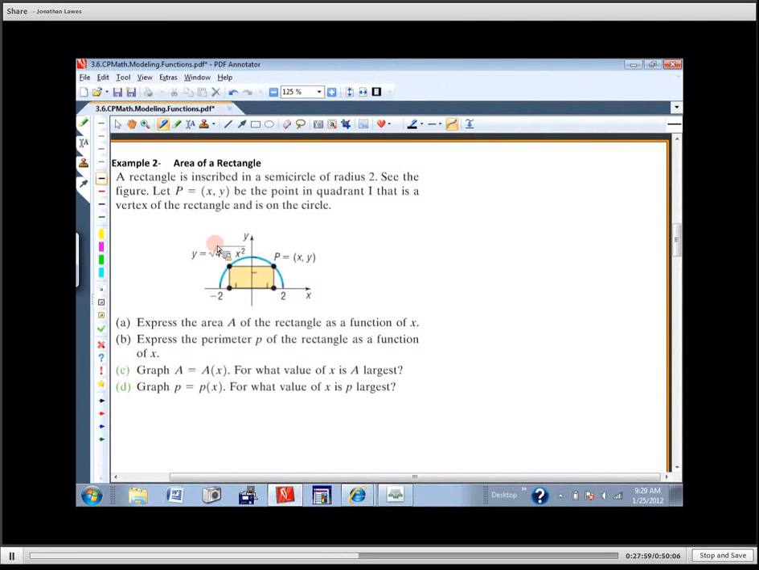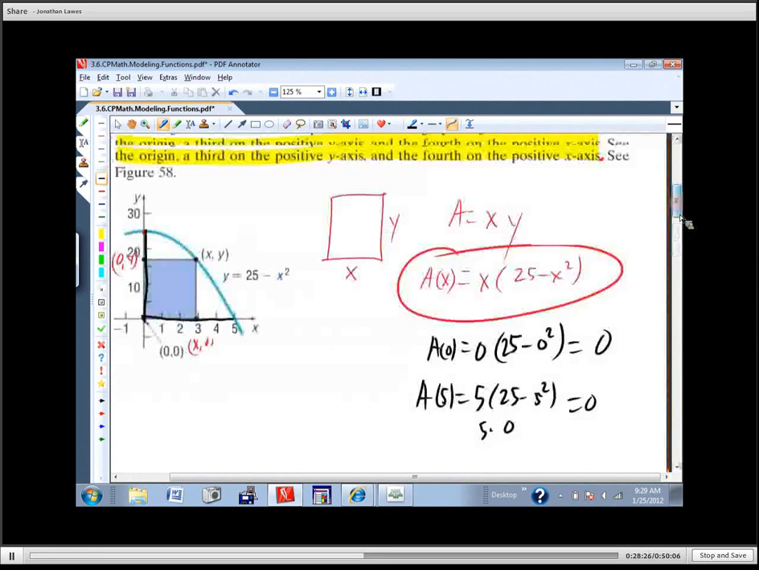Okay, so that's good. It says let P equal (x, y), so we've got a point on the circle, and we're just calling it (x, y) like we did before, be a point in quadrant 1 that is a vertex of the rectangle that is on the circle. And then it says this, express the area of the rectangle as a function of x. That sentence right there basically says do exactly what we did on this problem right here. Come up with an area function that only has x's in it, not x's and y's.